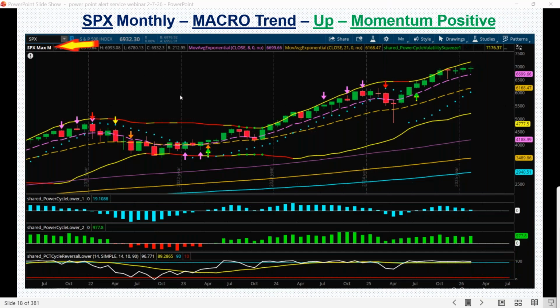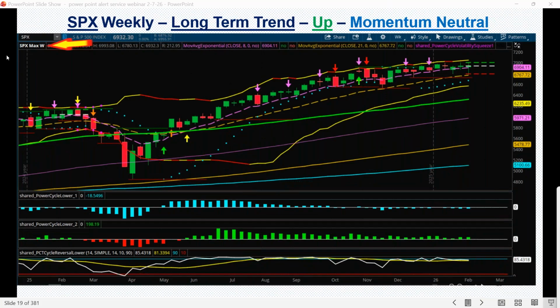The next layer down is the weekly, which is referred to as long term. So we look at the weekly long term SPX. You can see here we've got neutral momentum. Cycle 1, which is fast momentum, is down. 2 is positive. So the momentum to the market is right now neutral, and the trend is still, though, to the upside. So really holding trend here.